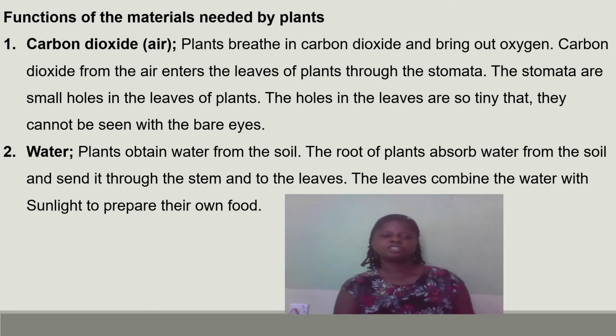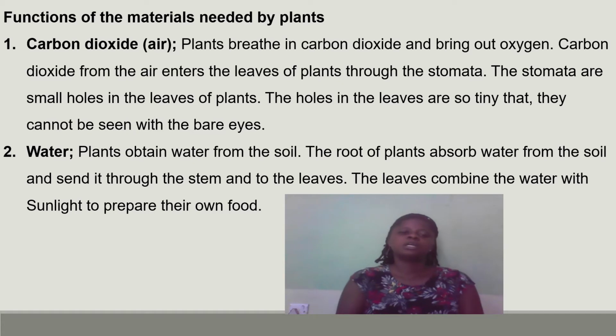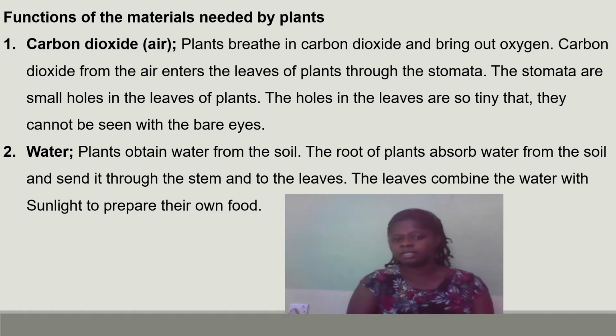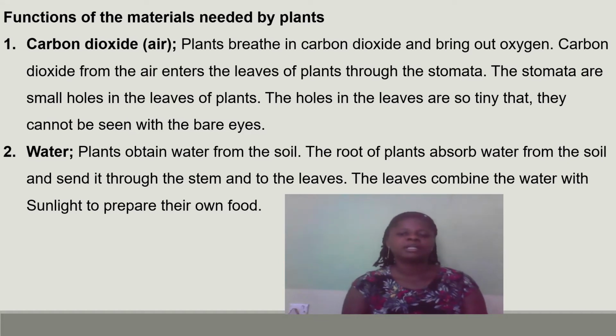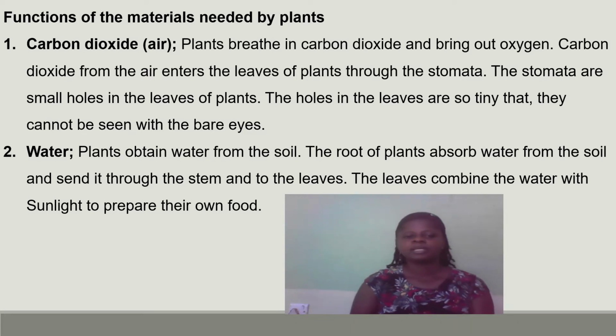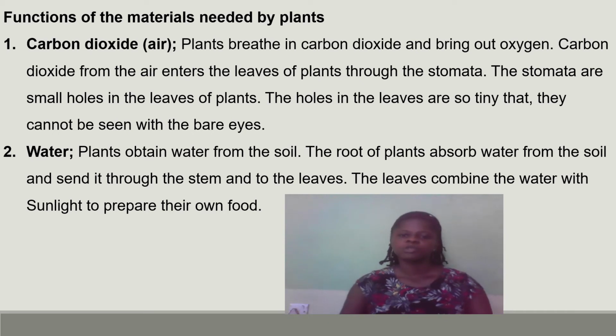So what are the functions of the materials the plants use to prepare their food? Well, the plant breathes in carbon dioxide and breathes out oxygen. The carbon dioxide from the air enters the leaves of the plant through the stomata. The stomata are the small pores on the leaves of the plant. The holes in the leaves are so tiny that they cannot be seen with the bare eyes.